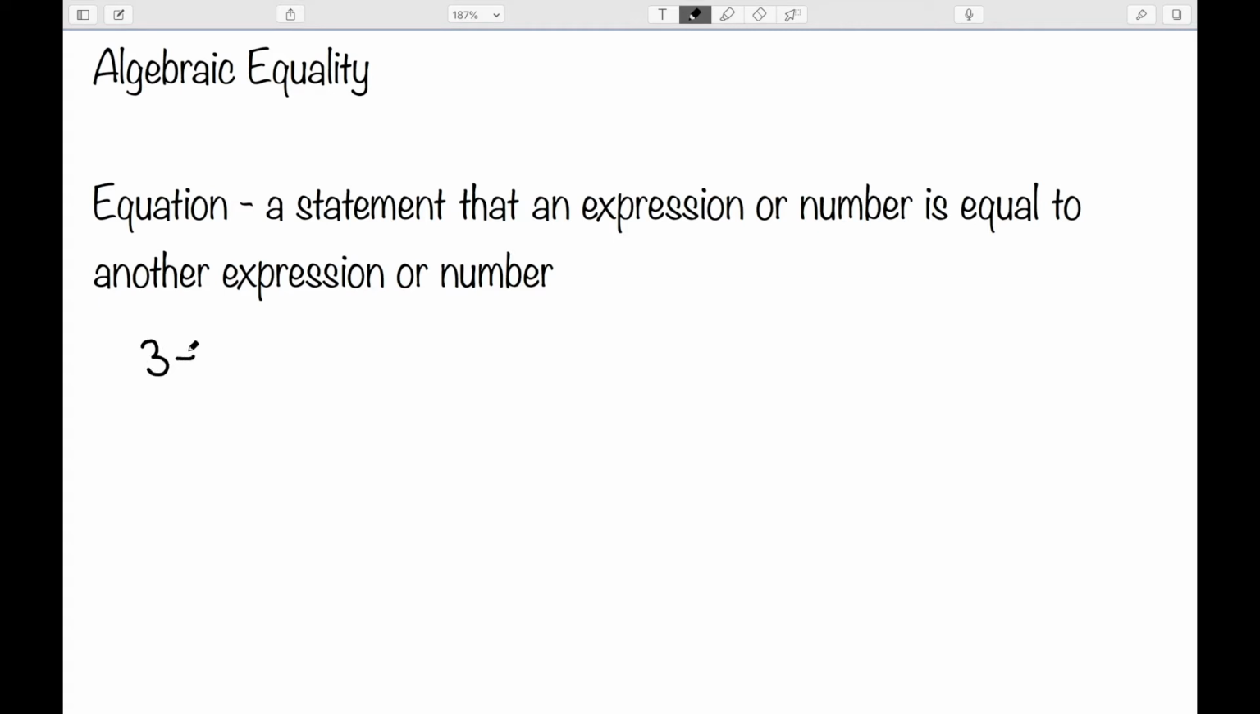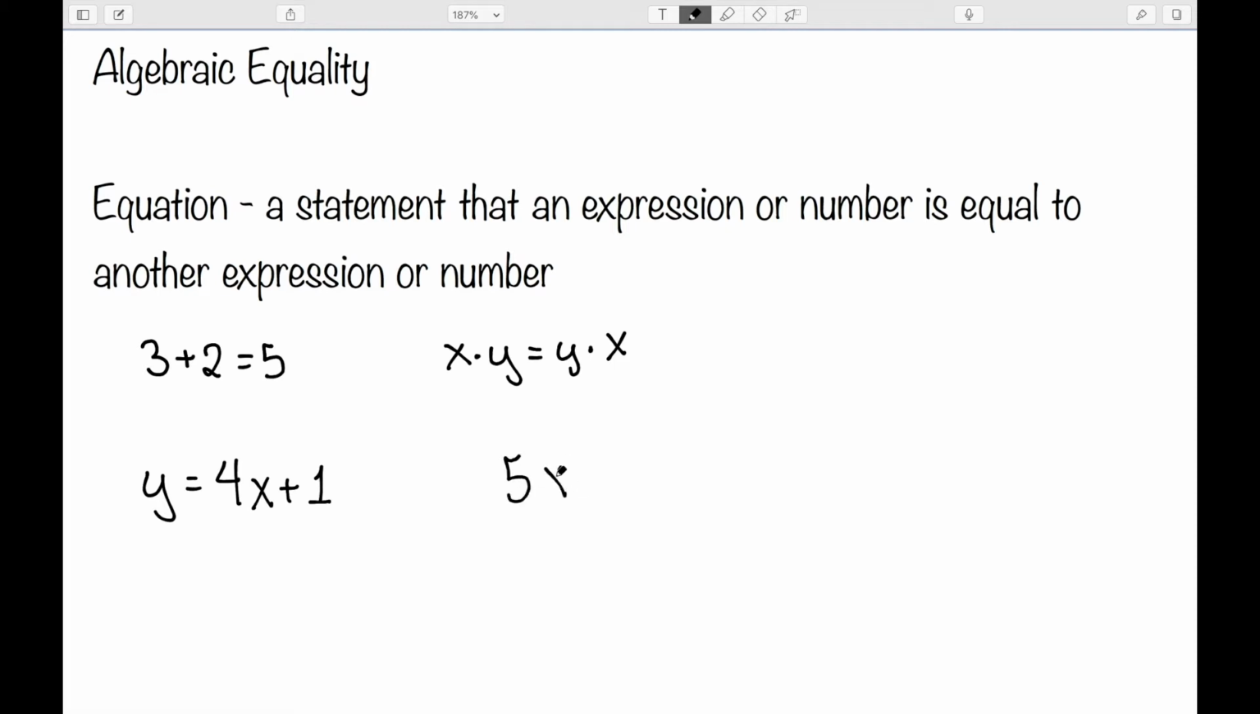Some examples: 3 plus 2 equal to 5. x times y equal to y times x. We can have more complicated equations, such as y is equal to 4x plus 1, or 5x plus 8 equal to 2x plus 3. Unlike expressions, equations involve an equal sign, which always means equals or is equal to. But the main difference between an equation and an expression is the inclusion of the equal sign.